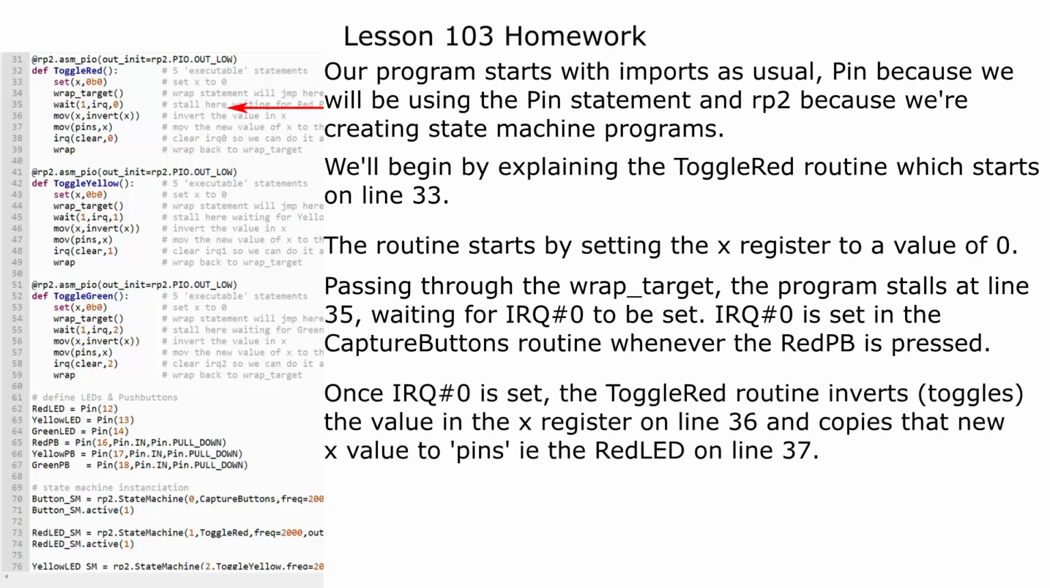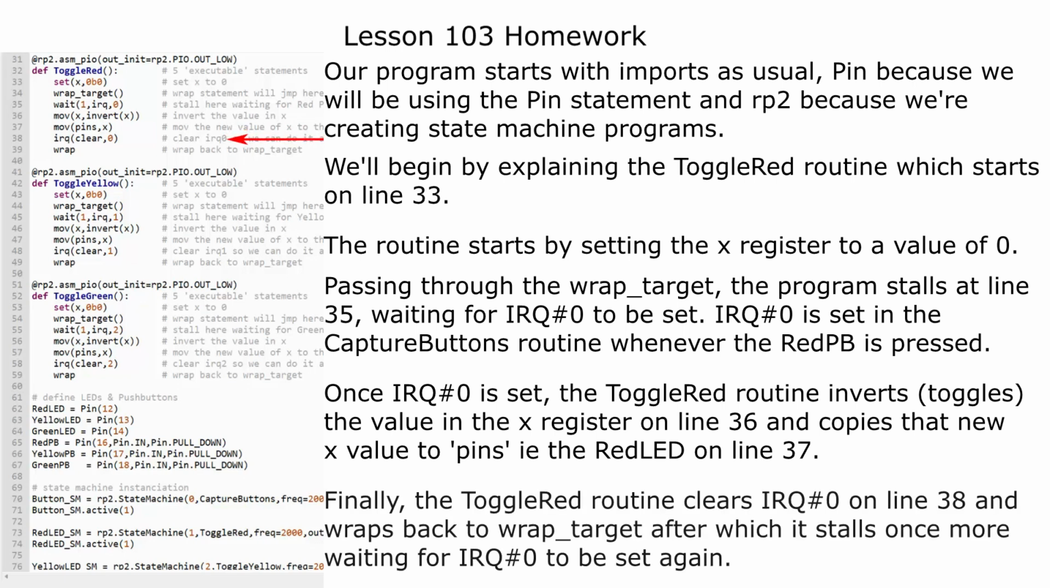Once IRQ0 is set, the toggle red routine inverts or toggles the value in the X register on line 36 and copies that new X value to pins, that is the red LED, on line 37. Finally, the toggle red routine clears IRQ0 on line 38 and wraps back to wrap target, after which it stalls once more, waiting for IRQ0 to be set again.